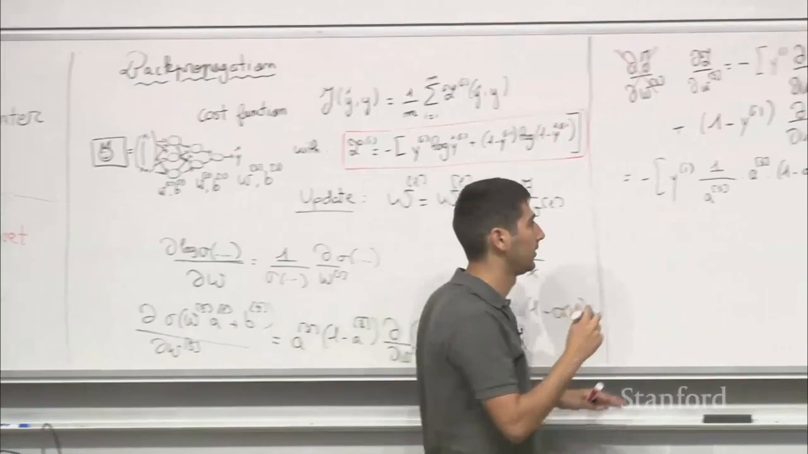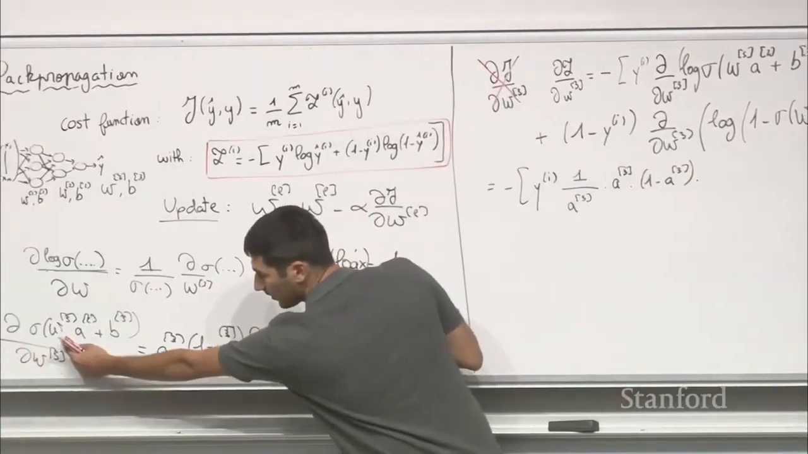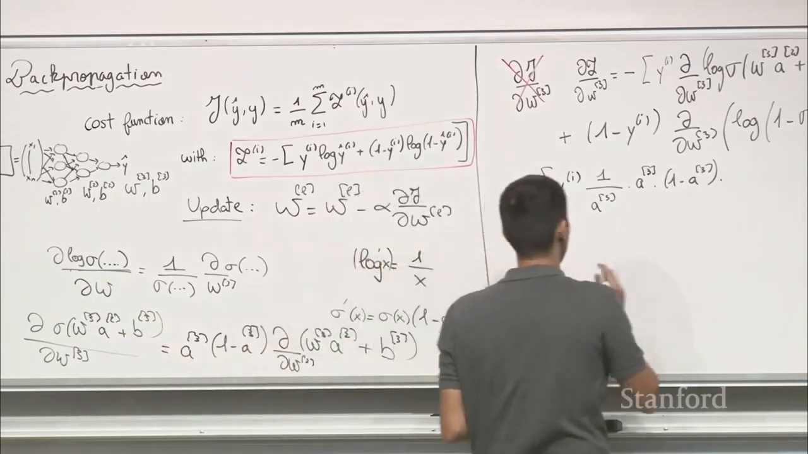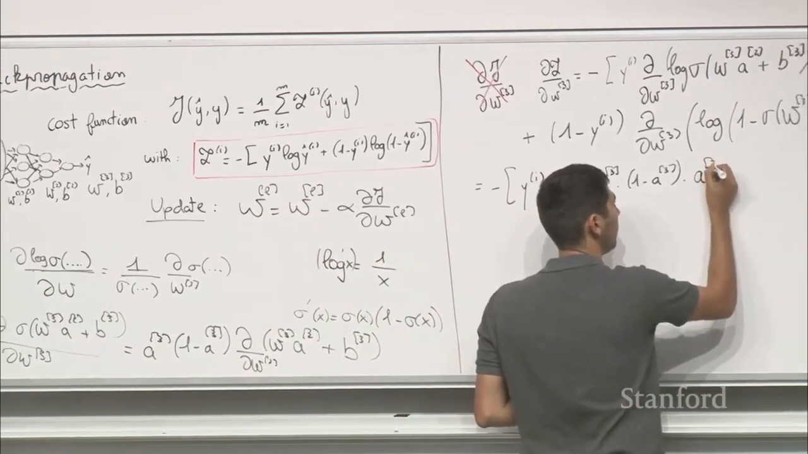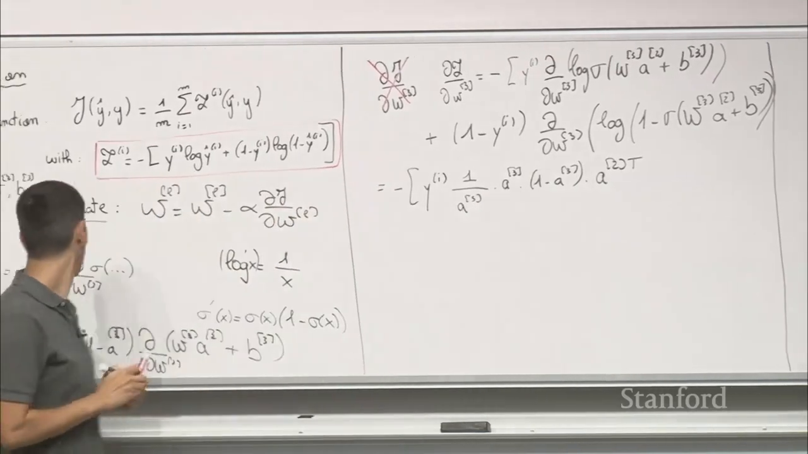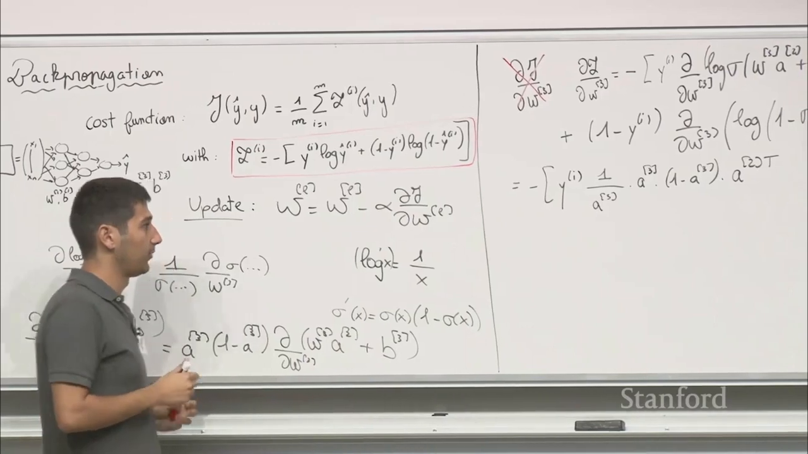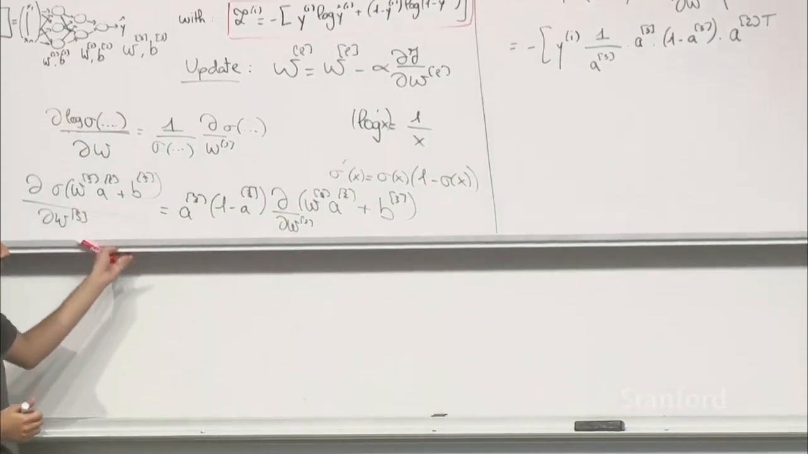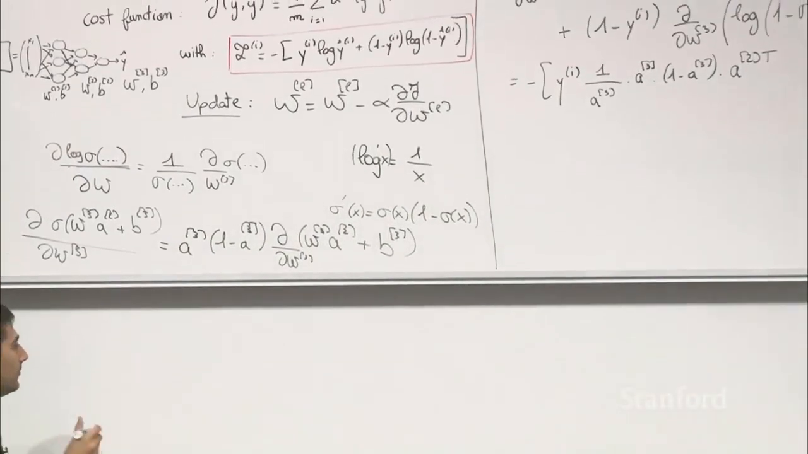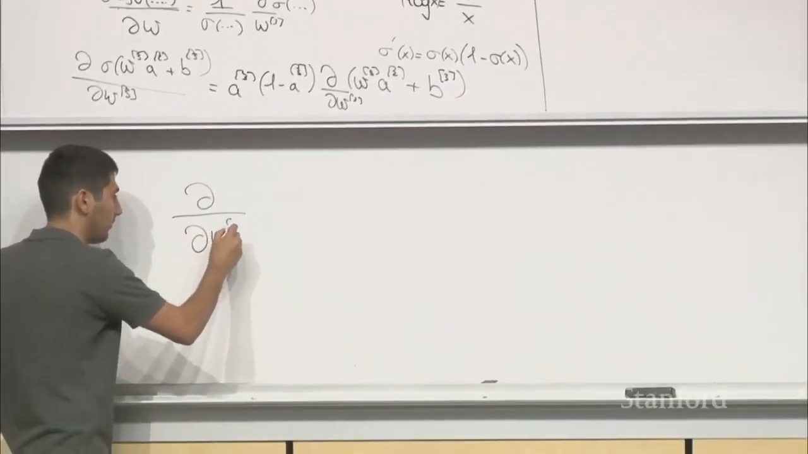So I'm going to write it here bigger. Here, I need to take the derivative of the linear part with respect to W3, which is equal to A2 transpose. So one thing you may want to check is, when I'm trying to compute this derivative.